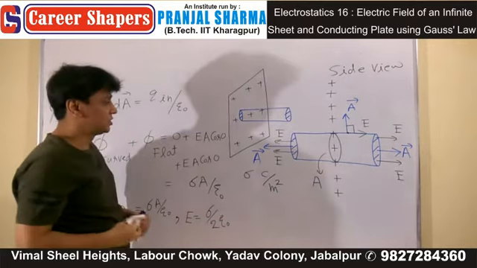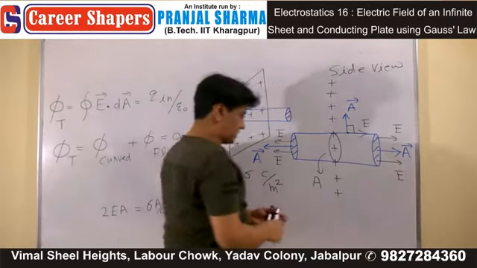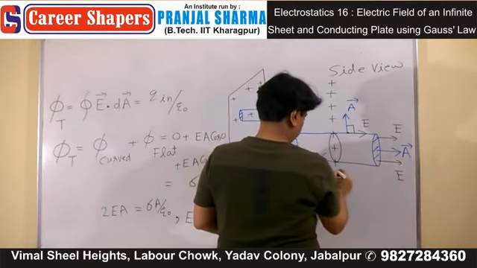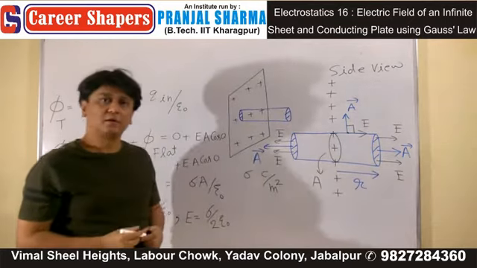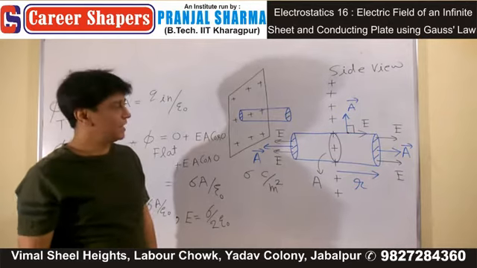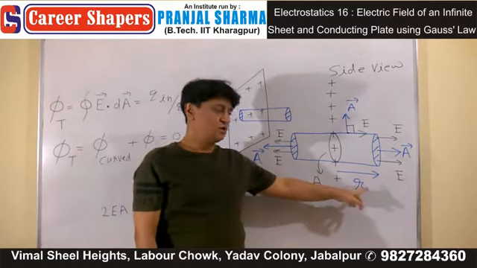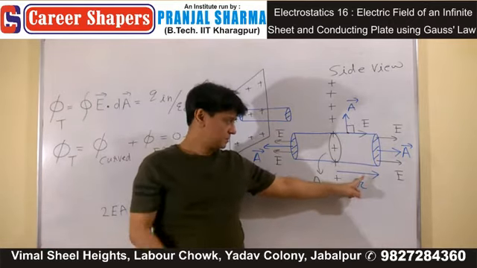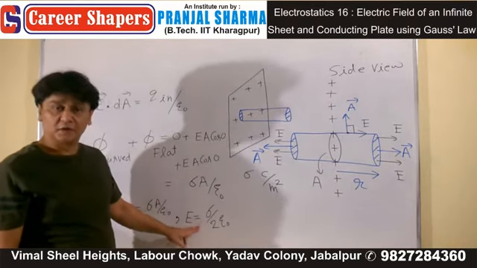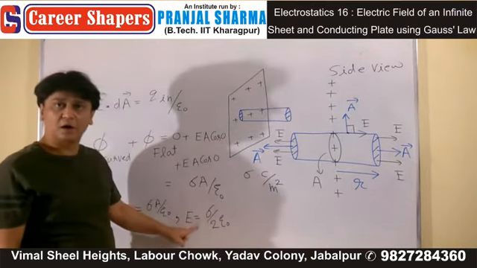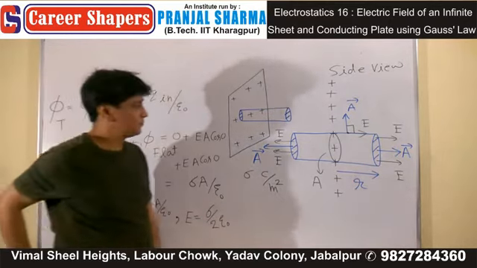Now get this information. Suppose this distance was R. That means we were interested in finding the electric field of an infinite sheet at a distance of R from it. But in the final answer, there is no term of R. There is no term of R, then what does it mean?